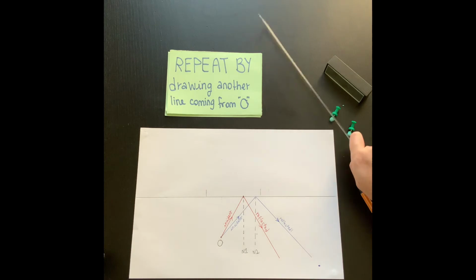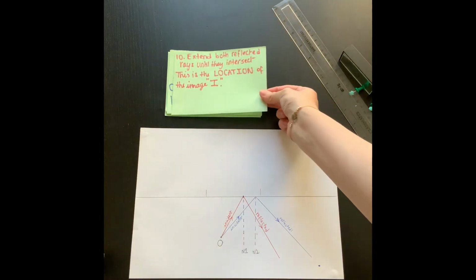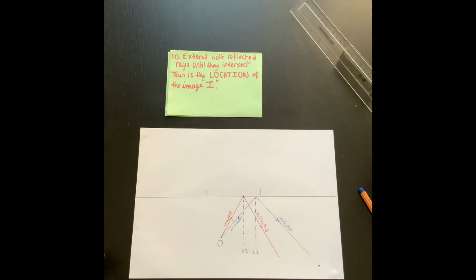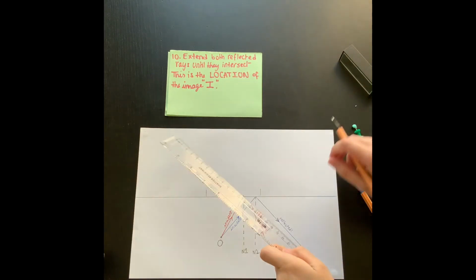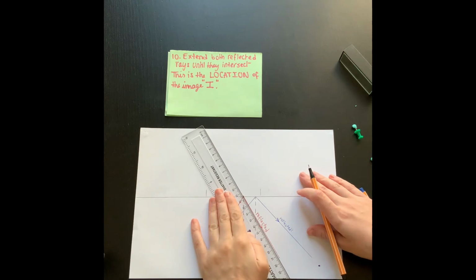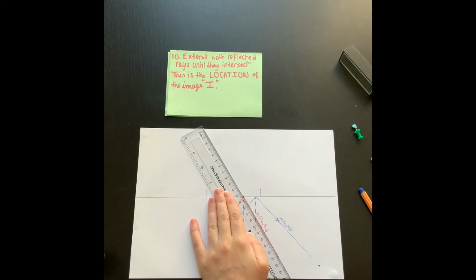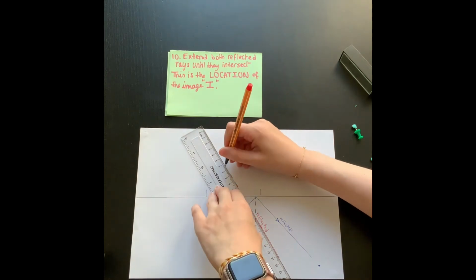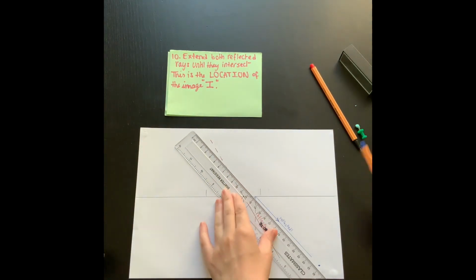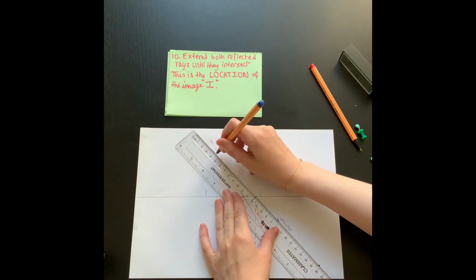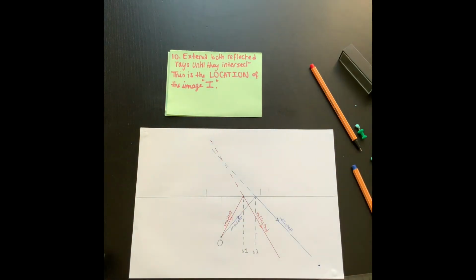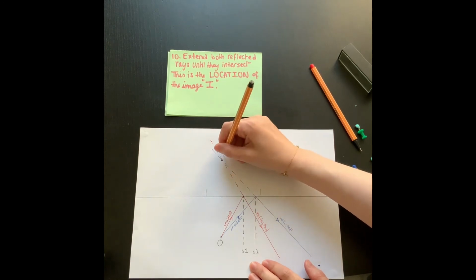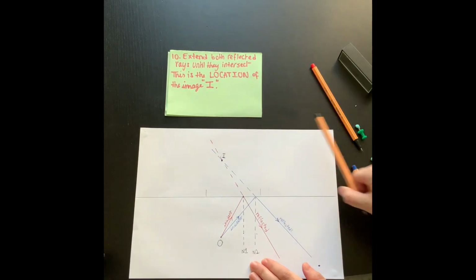Alright, now we want to identify where the image appears or is located. As you can see, both reflected rays did not meet in front of the mirror, but if we extend them behind the mirror, we can see how they will actually meet at a certain point. And this is it. This is the image that we see through the mirror.